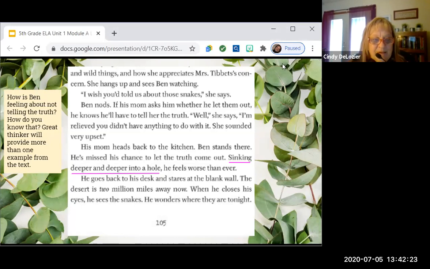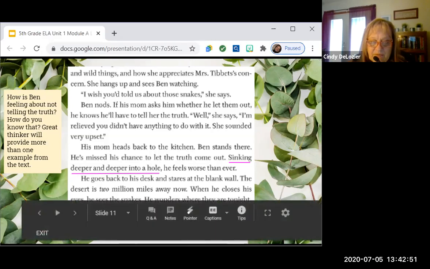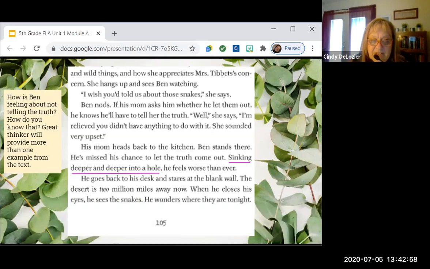Let's keep reading. "I wish you'd told us about those snakes," she says. Ben nods. If his mom asks him whether he let them out, he knows he'll have to tell her the truth. "Well," she says, "I'm relieved you didn't have anything to do with it. She sounded very upset." His mom heads back to the kitchen. Ben stands there. He missed his chance to let the truth come out. Sinking deeper and deeper into a hole, he feels worse than ever. He goes back to his desk and stares at the blank wall. The desert is 2 million miles away. When he closes his eyes, he sees the snakes. He wonders where they are tonight.